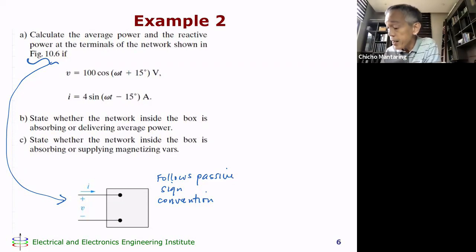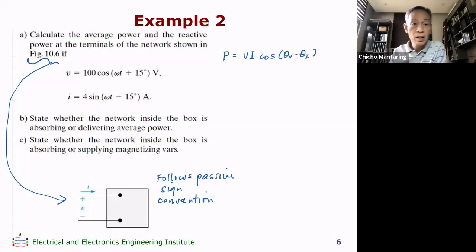Okay, so what is P? P is equal to VI cosine of theta V minus theta I. Okay, ano yung value ng V? Can somebody shout out? What is the value of V? I-shout out na lang niyo, huwag na niyo i-chat, no? Para hindi ko nabubuksan yung chat box.